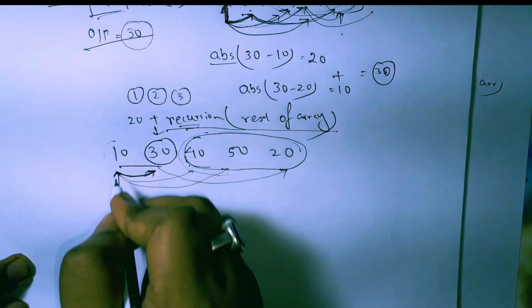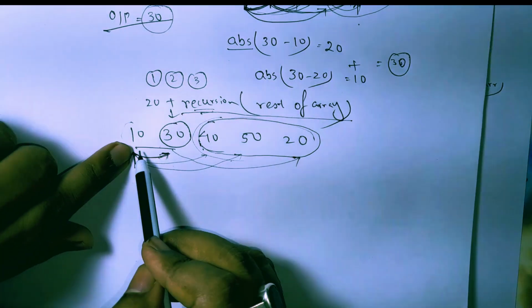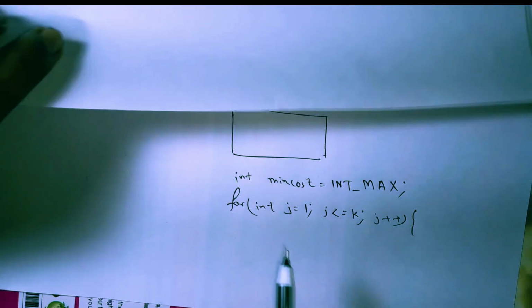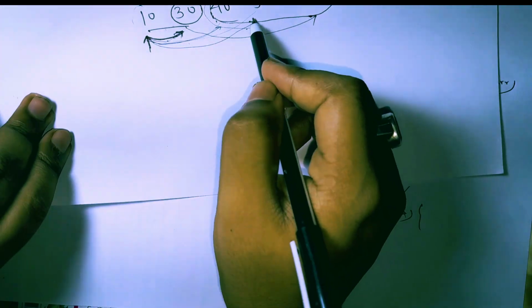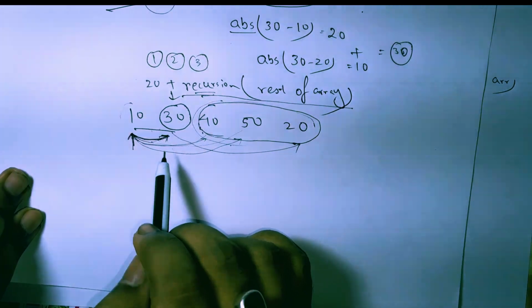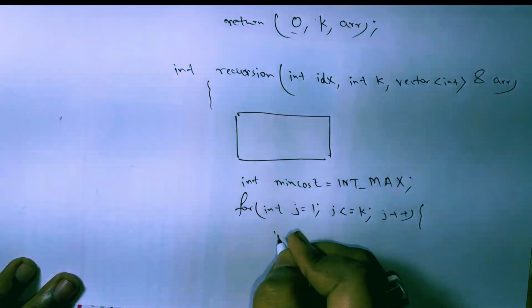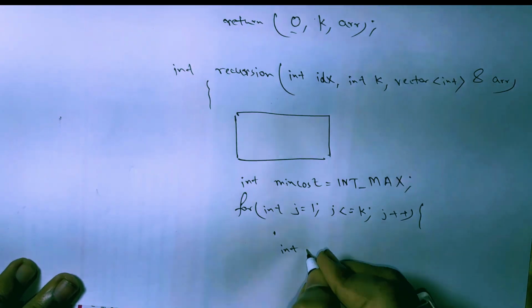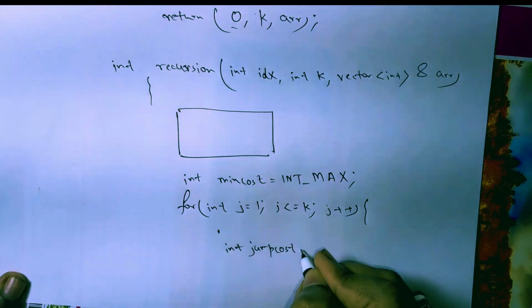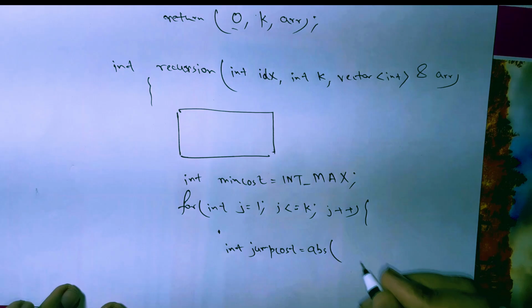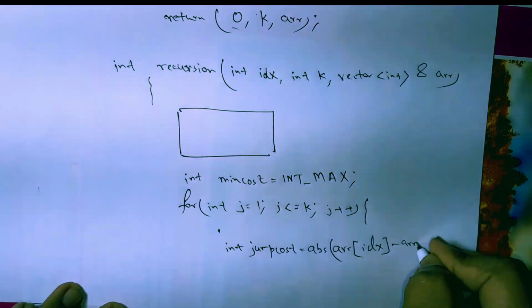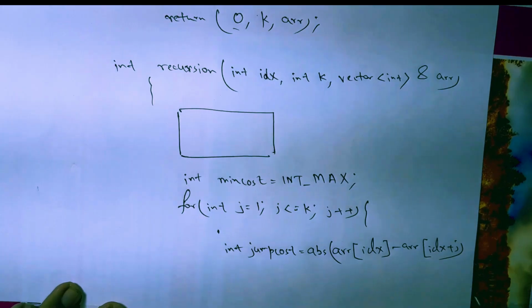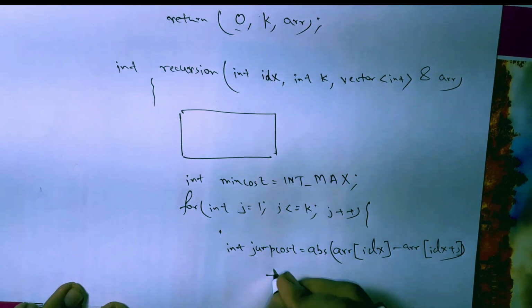Suppose at first I am here at 10, so the for loop will increase one step when j equals 1, then j equals 2, j equals 3, till j is less than or equal to k, and each time it will check which gives me the minimum cost. So for that I will declare another variable, minimum cost, absolute of array of index minus array of index plus j, plus.